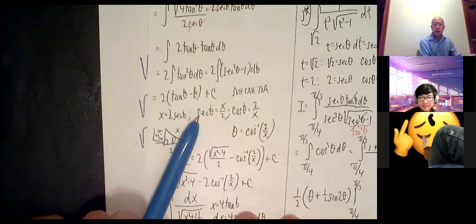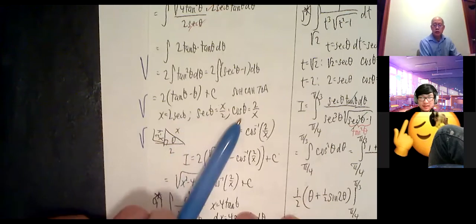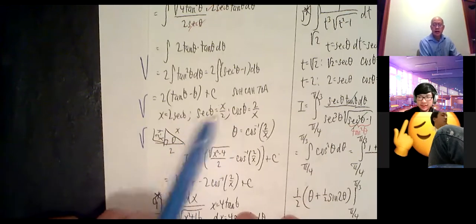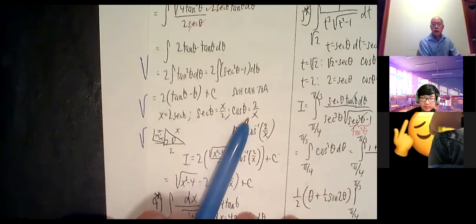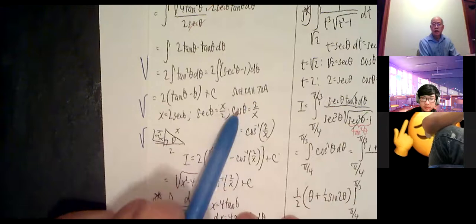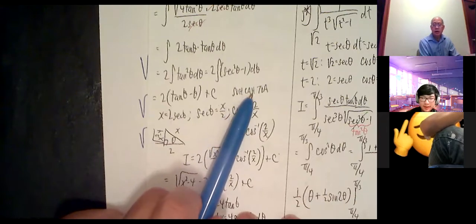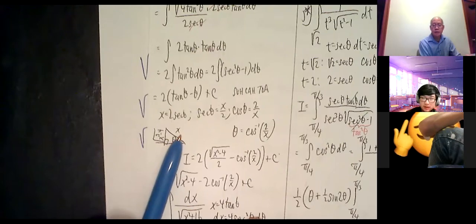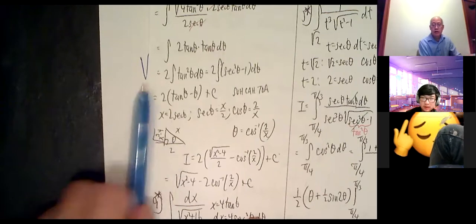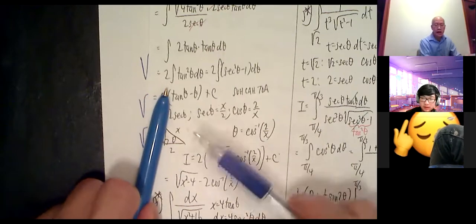Secant is the reciprocal of the cosine. So if secant is x over 2, cosine is 2 over x. All right, so SOHCAHTOA, cosine is adjacent over hypotenuse. So here's theta. Adjacent is 2. Hypotenuse is x. Now, for this missing side, you can do your Pythagorean theorem.